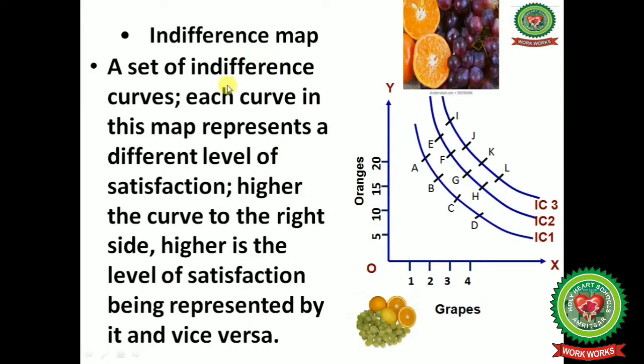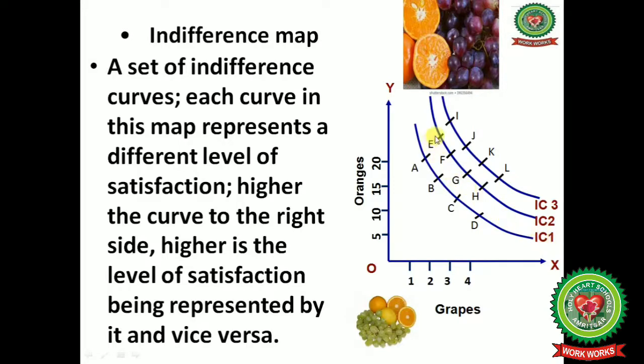Indifference map. A set of indifference curves. Each curve in the map represents a different level of satisfaction to the consumer. On the x-axis we have measured the grapes and on the y-axis we measure oranges. When I have marked the points for the first set like A, B, C, D, and after joining these points, I have got the downward sloping indifference curve IC1.